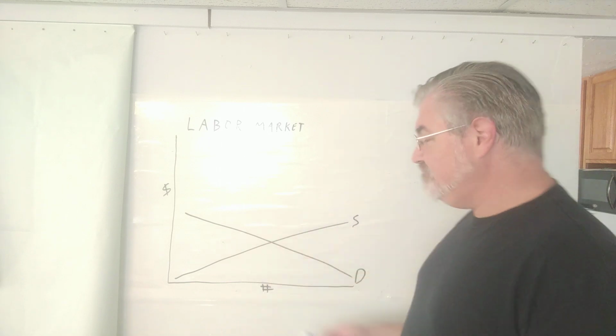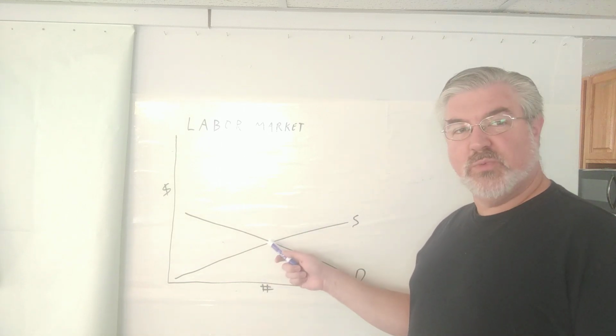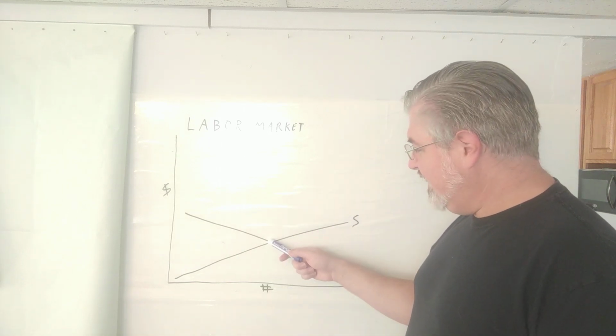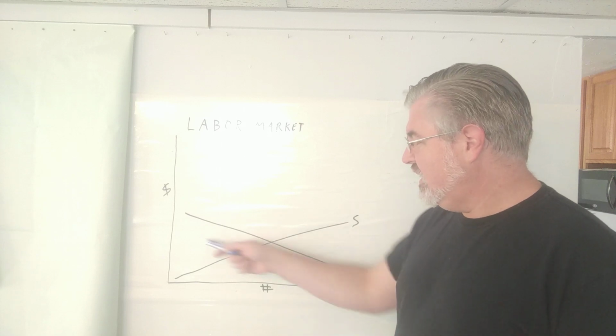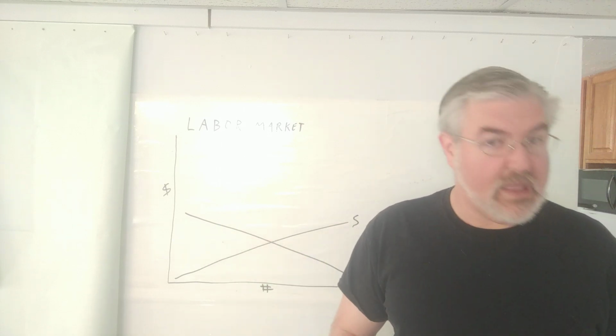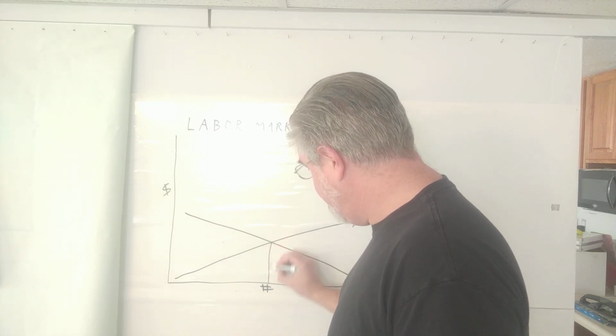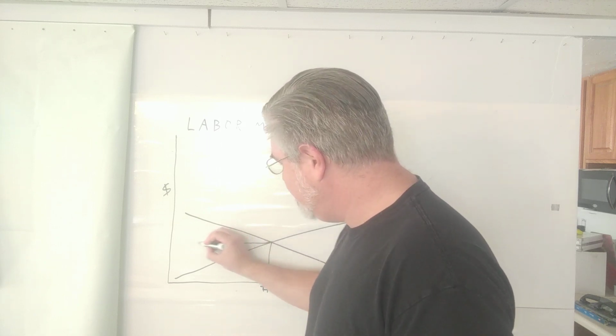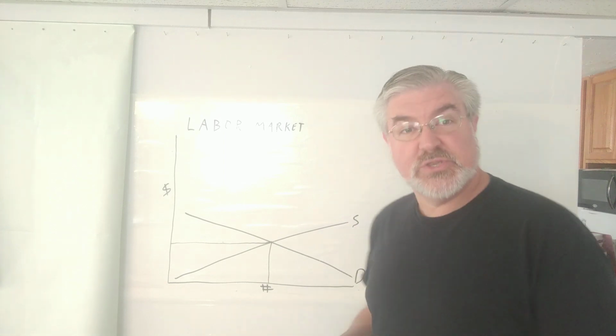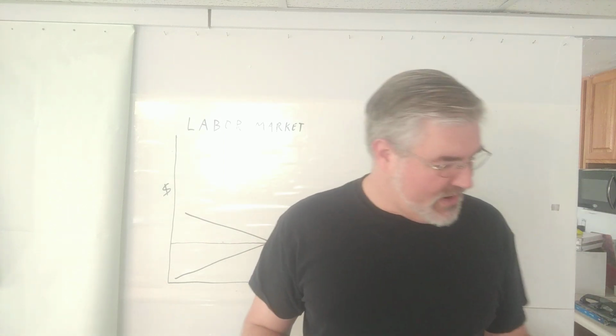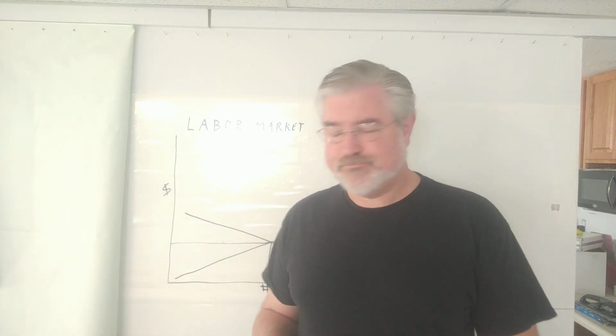So this is the labor market. This is called equilibrium. This is where demand crosses supply. So this many people will work for this much money. I'll actually draw a line there so it's a little clearer. So this many people will work for this much money. All right. So what happened? What happened in the last year?